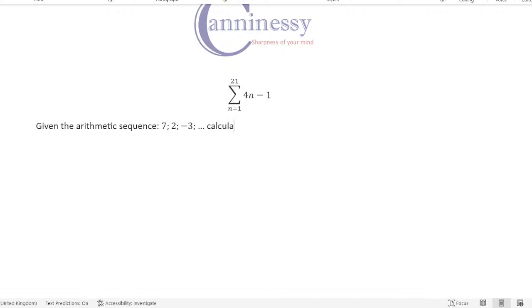Now calculate the sum of the first 18 terms. Given the arithmetic sequence 7, 2, negative 3, calculate the sum of the first 18 terms. So I'm giving you 3 minutes to calculate the sum of the first 18 terms. All right, so let's go.